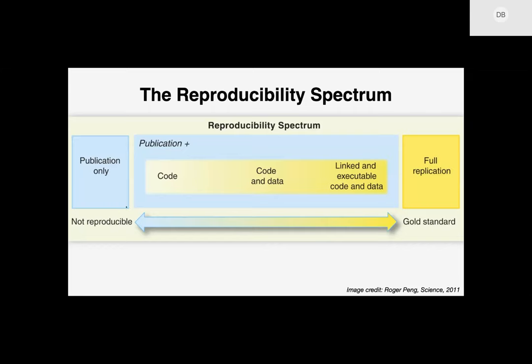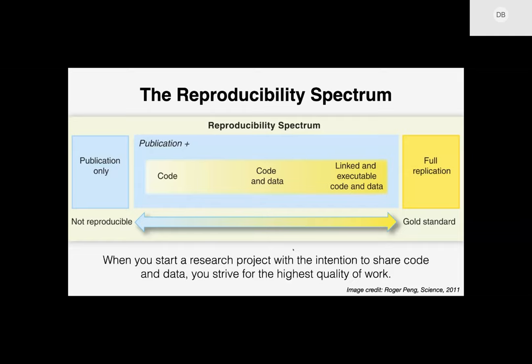Journals have tried to help with that in implementing strict guidelines for how we make our data available and how we make our code available. But by and large, we focus still on publication, right? So my feeling, and I think one of the big challenges for biomedical researchers now is getting folks on board with this. But my feeling is that if you start a research project actually with the intention to operate on this end of the spectrum, then you strive for the highest quality of work.